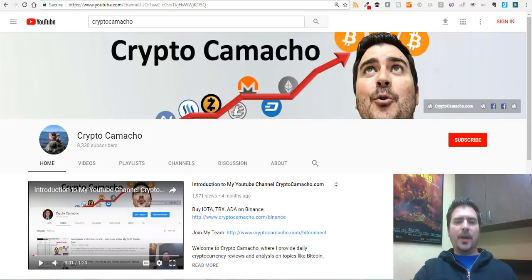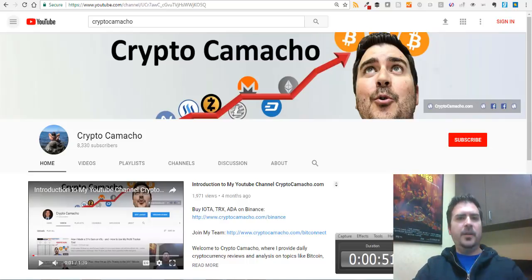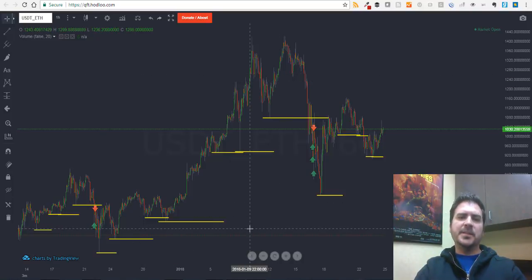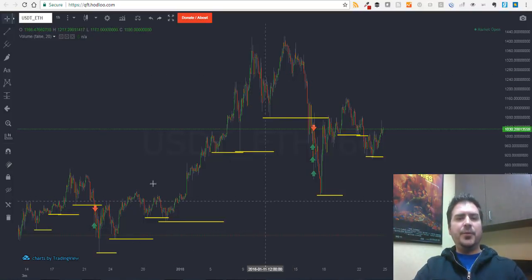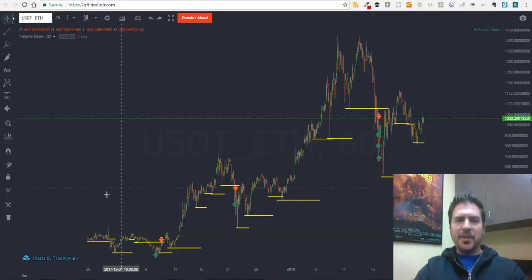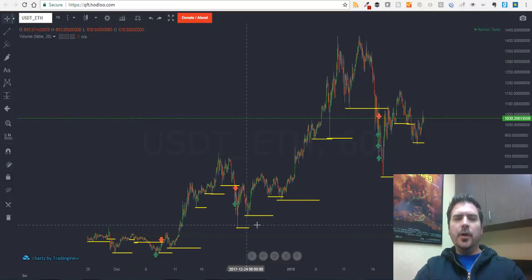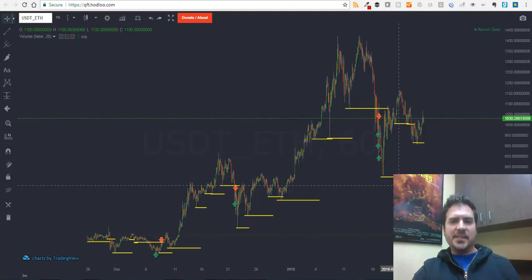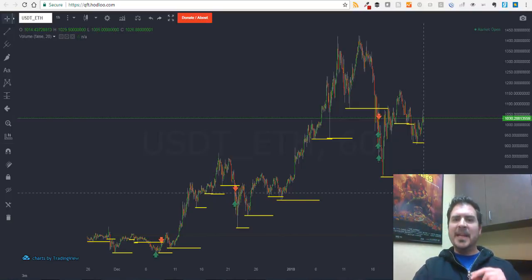Let's jump right to it here. All right. So this tool is qft.hodloo.com. I will put this link in the show notes. But what you're looking at here is the chart of Ethereum to US dollars and all of the bases completely marked for you. Why is this important? This is a game changer. This is such a great tool, and I can't even tell you how excited I am to start using this.